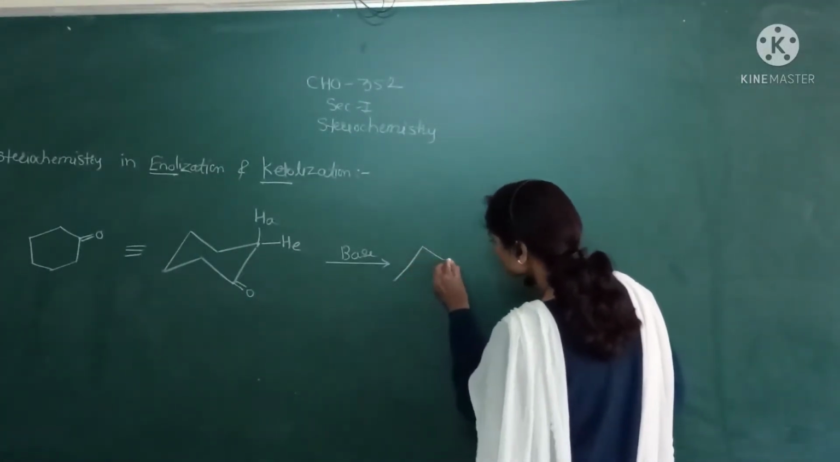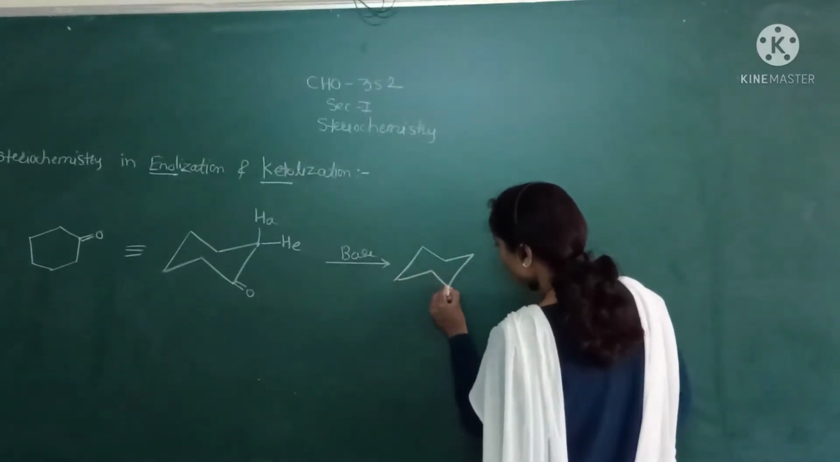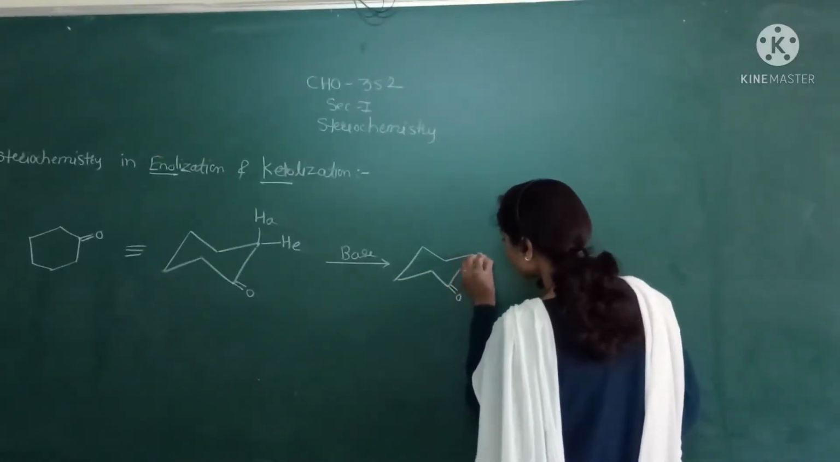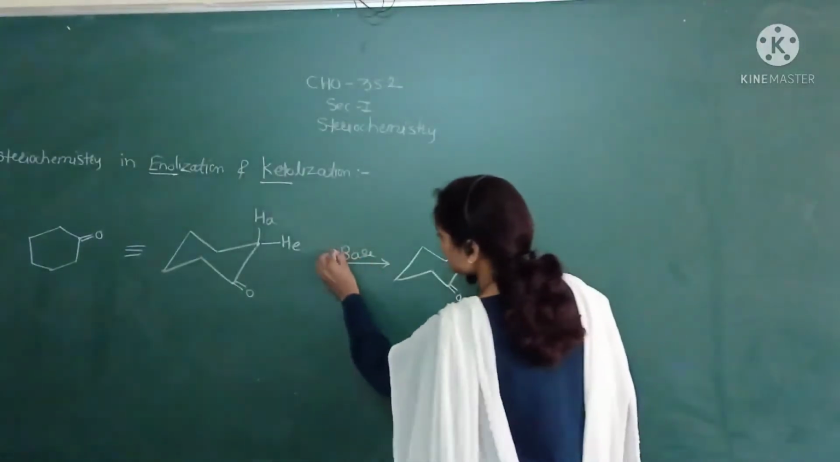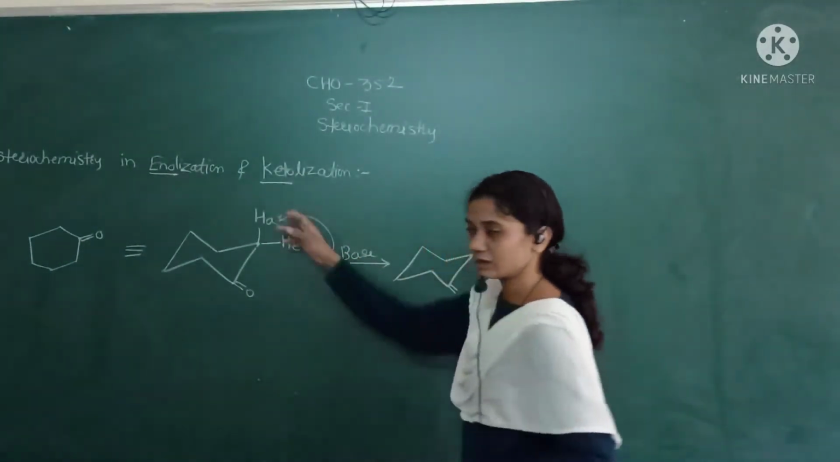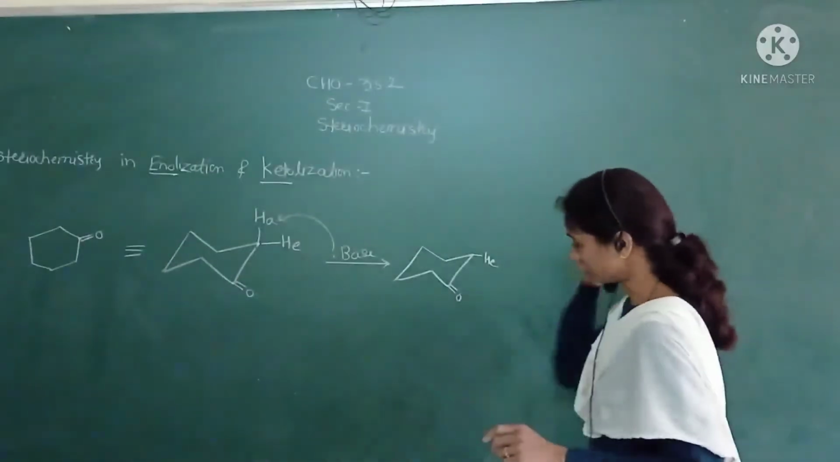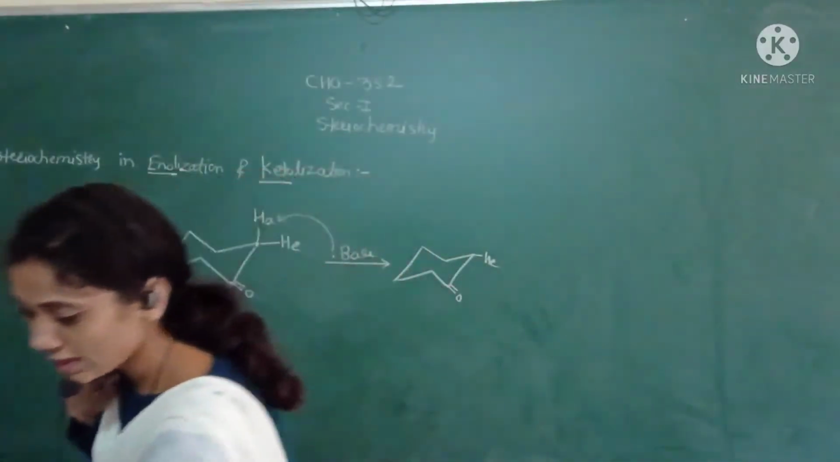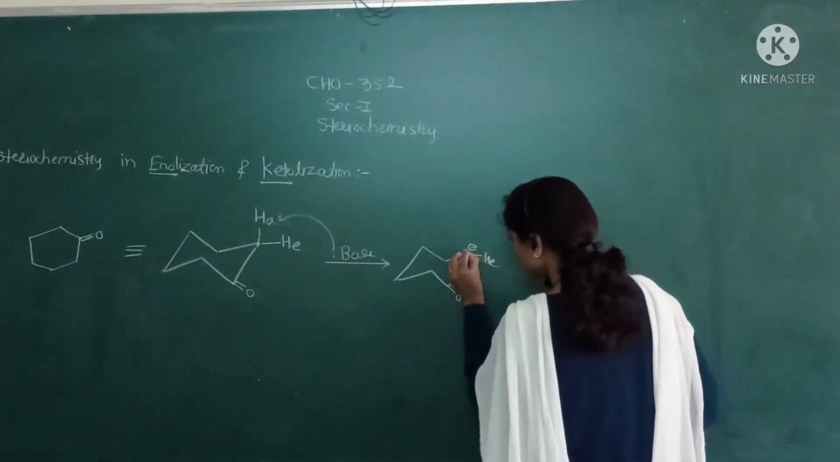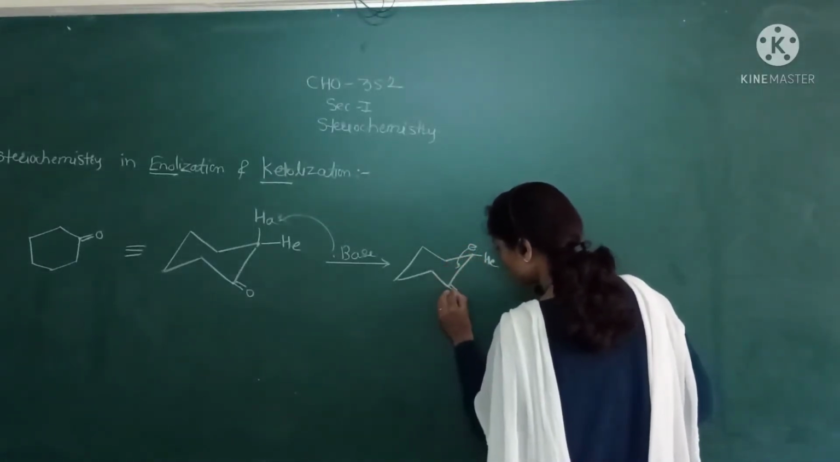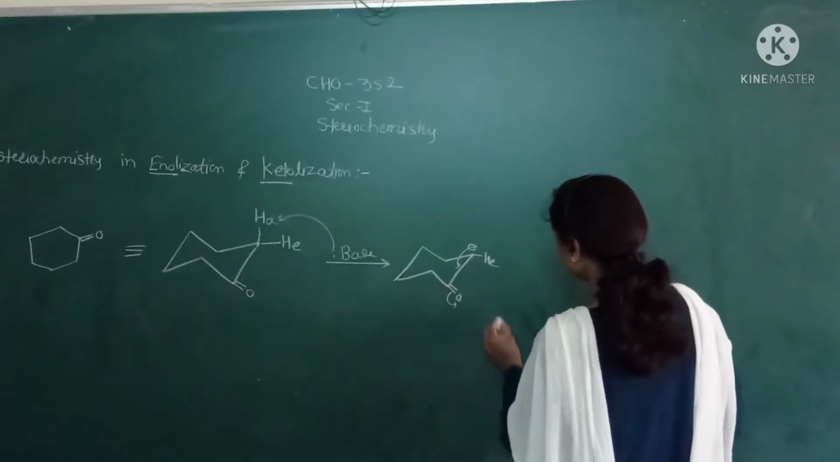Now the question arises here: why is only the axial proton abstracted? Why not this equatorial proton? Why does the base abstract this axial hydrogen, and why not this equatorial hydrogen? Here is a negative charge, then formation of the carbonyl group, and here is an enol group.